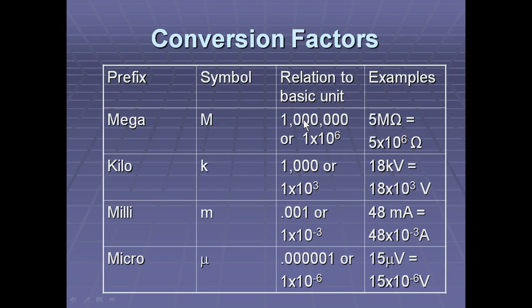These are the conversion factors: if we have mega, we put the symbol capital M. The relation to the basic unit is 10 to the power 6. Kilo is 10 to the power 3, milli is 10 to the power minus 3, and micro is 10 to the power minus 6. M, k, m, mu.